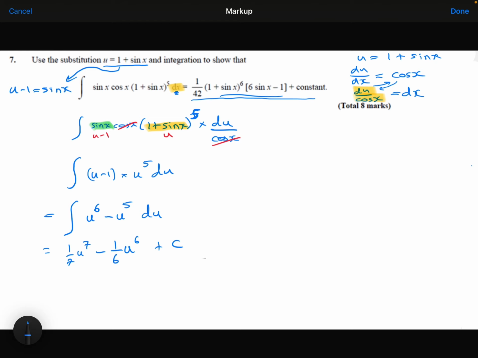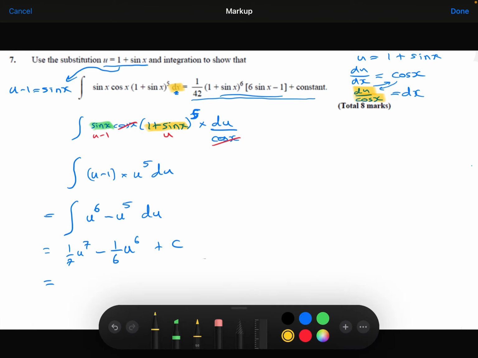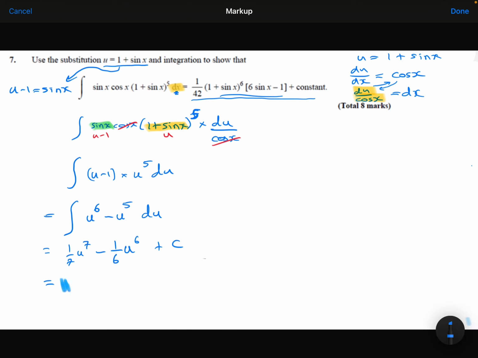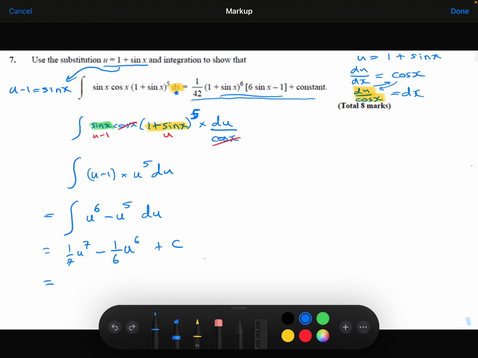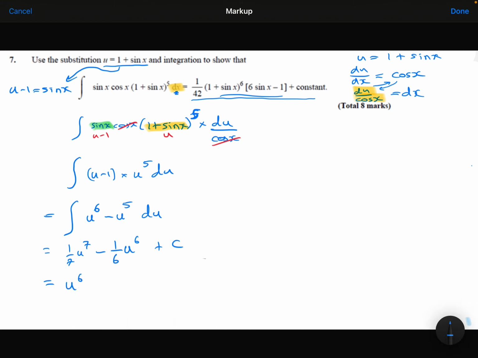Before I substitute back into the x world, I am going to do a bit of simplification on this expression here, just hopefully to make my life a little bit easier. For example, I can factorise a u outside here. In fact, I can factorise a u to the power 6 outside. So let's do that to begin with. Factorising u to the power 6 outside, I just get left with 1 over 7 u minus 1 over 6.